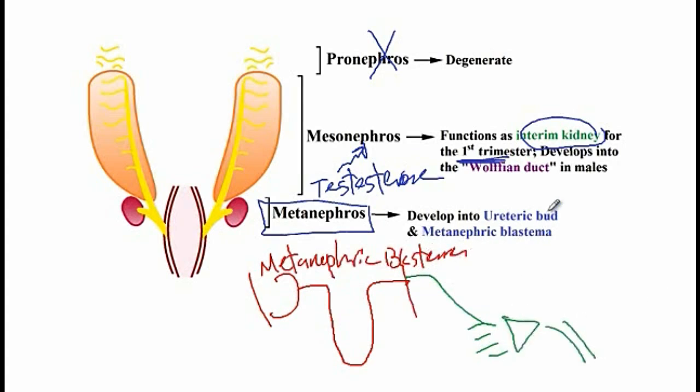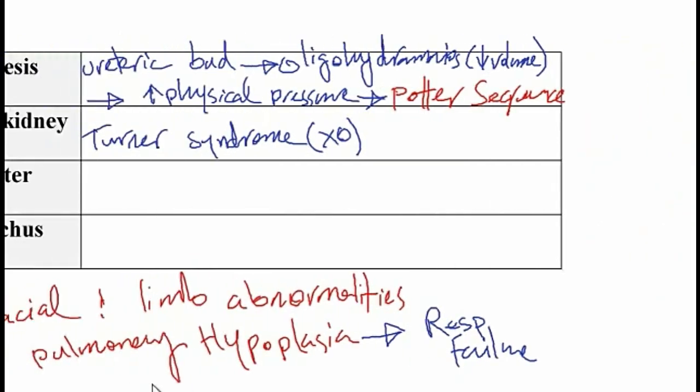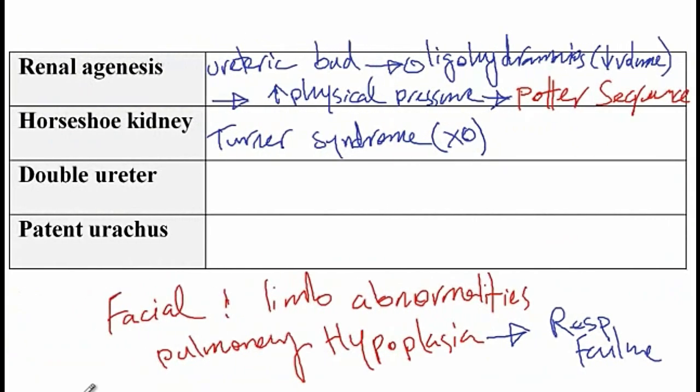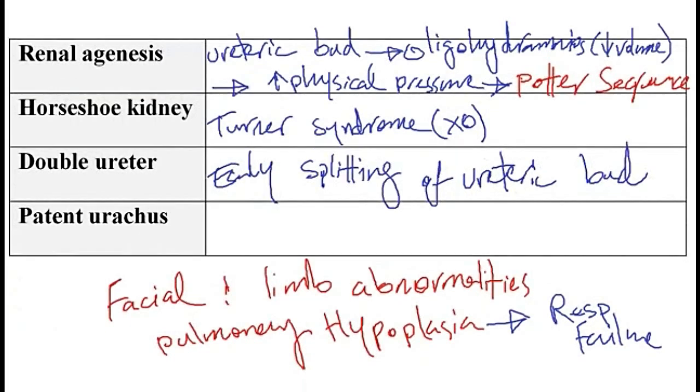Now, if there is an early splitting of the ureteric bud, then there would be a double ureter in these patients. So the kidney would develop two ureters that are coming out in these individuals. And just as a reminder again, it's ureteric bud that gives rise to the ureter. So an early splitting of the ureteric bud gives rise to double ureter in these patients. So double ureter is caused by early splitting of ureteric bud.